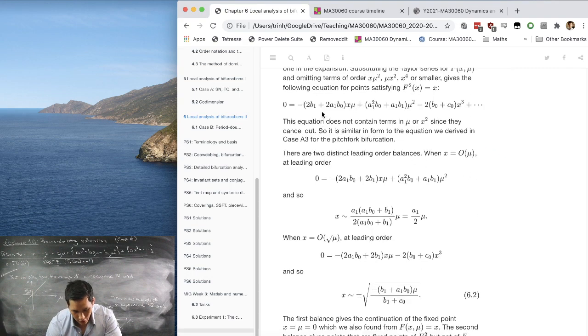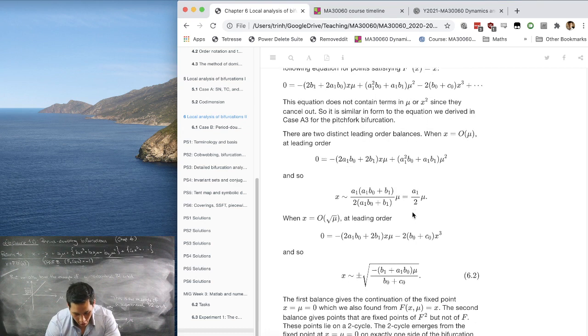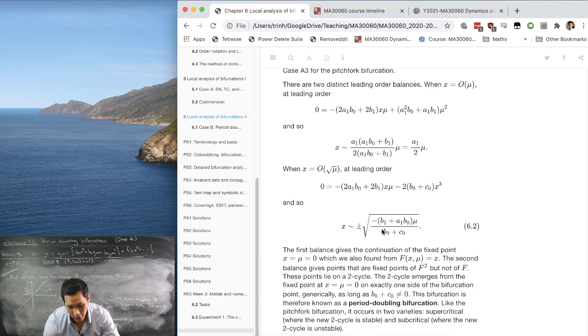Then we called each term 1, 2, 3, and we did the local balances of those three terms. In the very first possibility, we ended up with x being a1 times mu over 2, with this equality here, and that returned us to the standard fixed point that we know is a solution of the doubled map. On the other hand, if you go with the 1-3 balance, then you're left with this equation for the two arms of the pitchfork, of the P2 orbit.